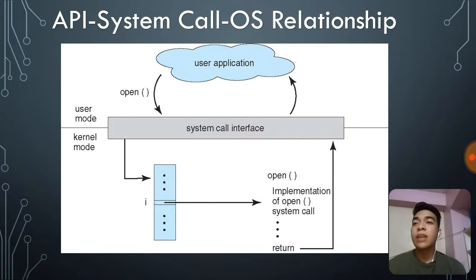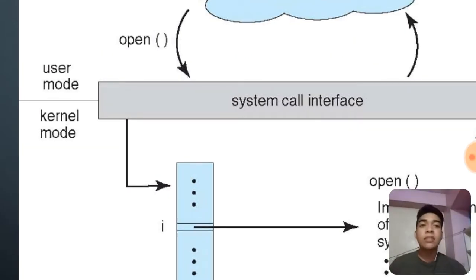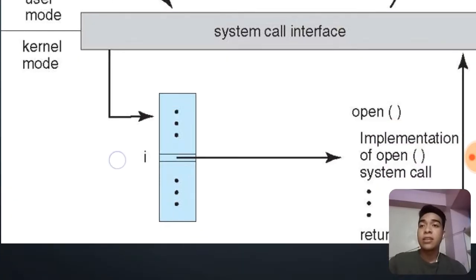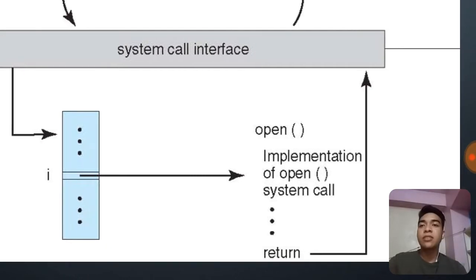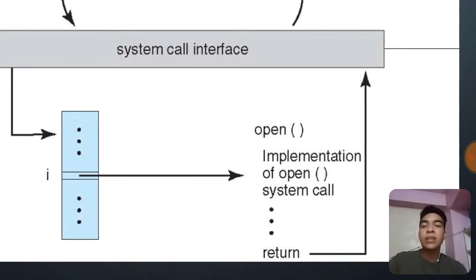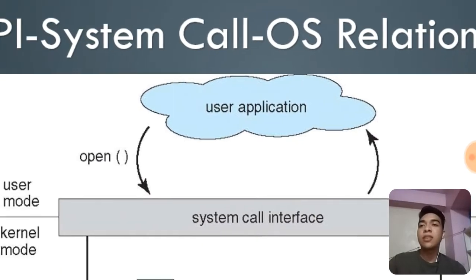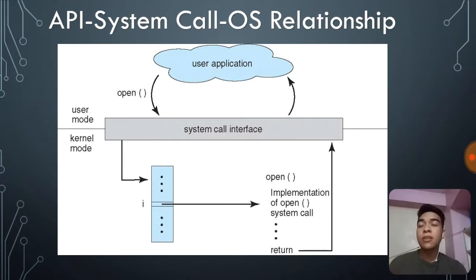Here it shows how an open function is sent from the user application to the system call interface. Now the system call interface requests the service from the kernel mode. So here the system call interface maintains a table indexed according to these numbers in kernel mode. And now you can see the implementation of the open function system call, whose value is then returned to the system call interface and back to the user application to run the open function in the user mode.